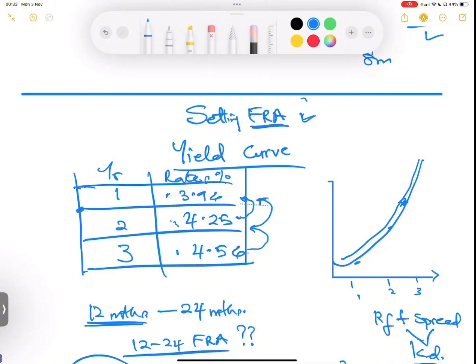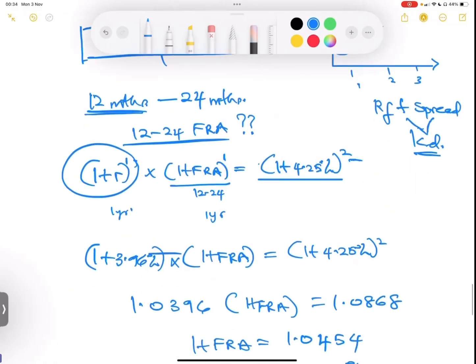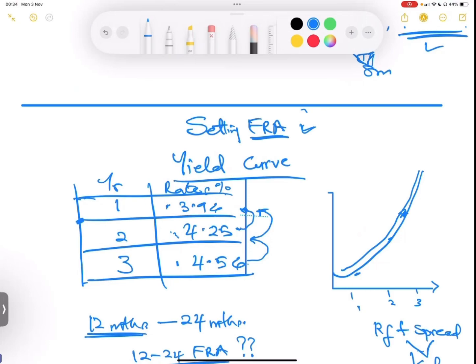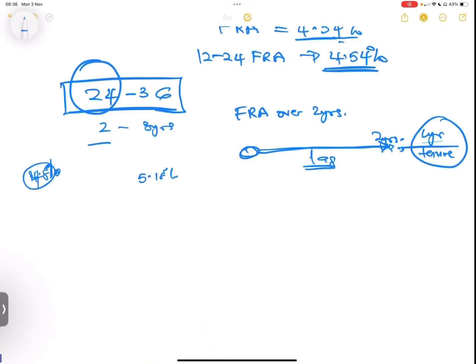Remember, what you are saying is that you expect your FRA times the annual rate to always equal the total period that you're looking at. So I want you to try it and tell me. Can we see the yield curve table? Okay, yeah, this one. We are talking about 24-36, which means the lag period is 24 months. So we need a rate for 24 months, that is 2 years, for the lag period.